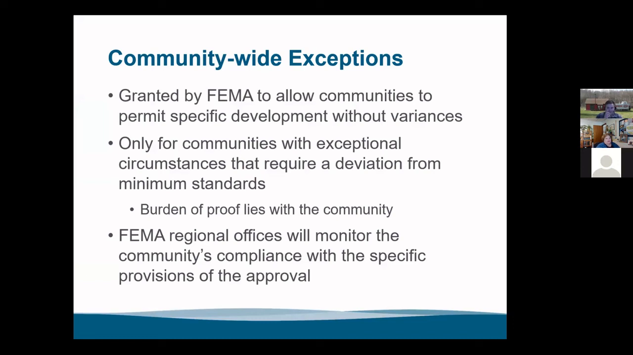So in these cases, FEMA may approve requests that are submitted by communities for an exception to those specific requirements. So these are community-wide exceptions that are granted by FEMA to allow communities to permit specific development without variances. So only for communities with exceptional circumstances, right? So they require a deviation from those minimum standards. Again, the burden of proof lies with the community. FEMA regional offices will monitor the community's compliance with the provisions of the approval, again, if it's approved. We'll talk about the process for applying for this.